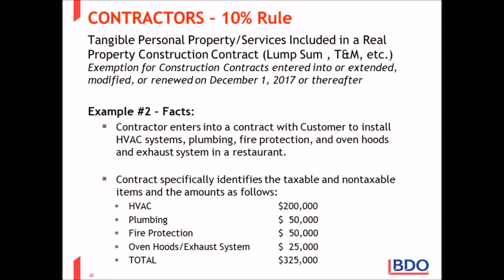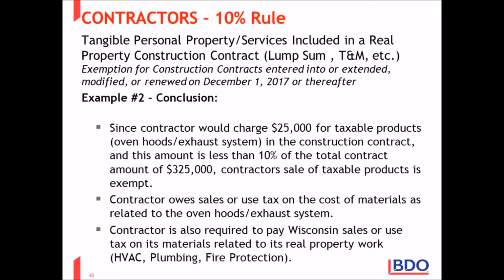So then going into the exemption as it applies December 1st, 2017, we've got really the same example. Contractor enters a contract with a customer to install the same items. Total contract is $325,000, and you can see the oven hoods and exhaust system is $25,000. And again, the oven hoods and exhaust system is considered personal property. So in this situation, the $25,000 is less than 10% of the total contract.